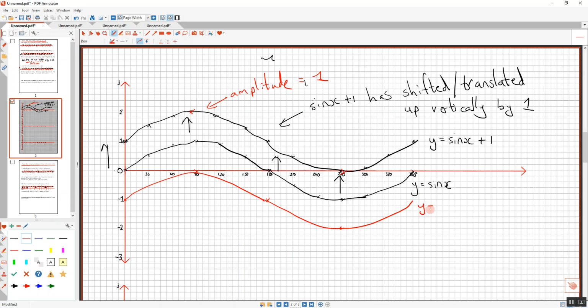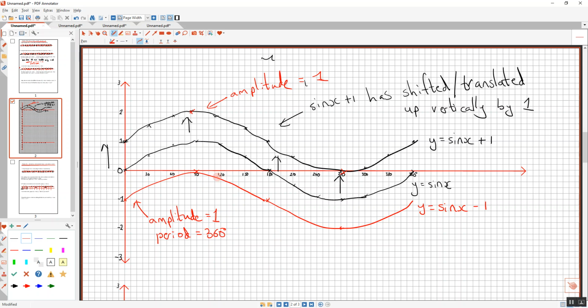Okay, so those are my 3 graphs. That is what we are looking for. What do we notice about the amplitude for each of them? Yes, it is. They are all 1. The amplitude is 1. The amplitude is not changing. What do we notice about the period for each of them? They're all what, John? 360 degrees. Okay, the period is not changing.